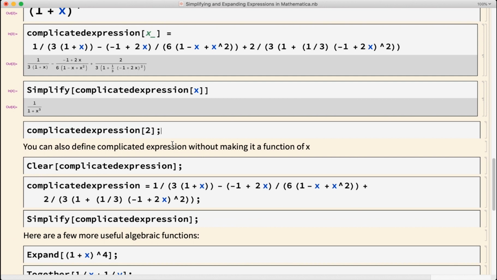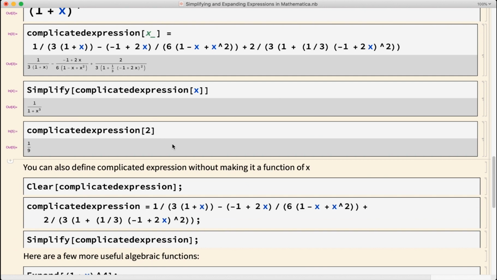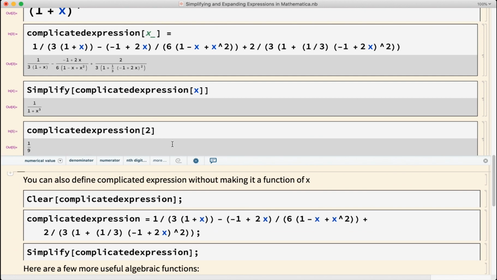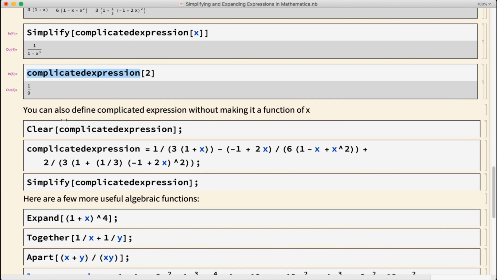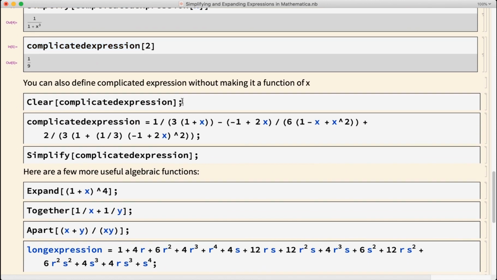Let's go ahead and evaluate this. I'm not sure why I did that. I guess this is just proving that that's true. So this is still a complicated expression, still equal to all this stuff. When I put 2 in for x, you can see I get something that's the same as what I get when I simplify it. Okay, go ahead and clear that.